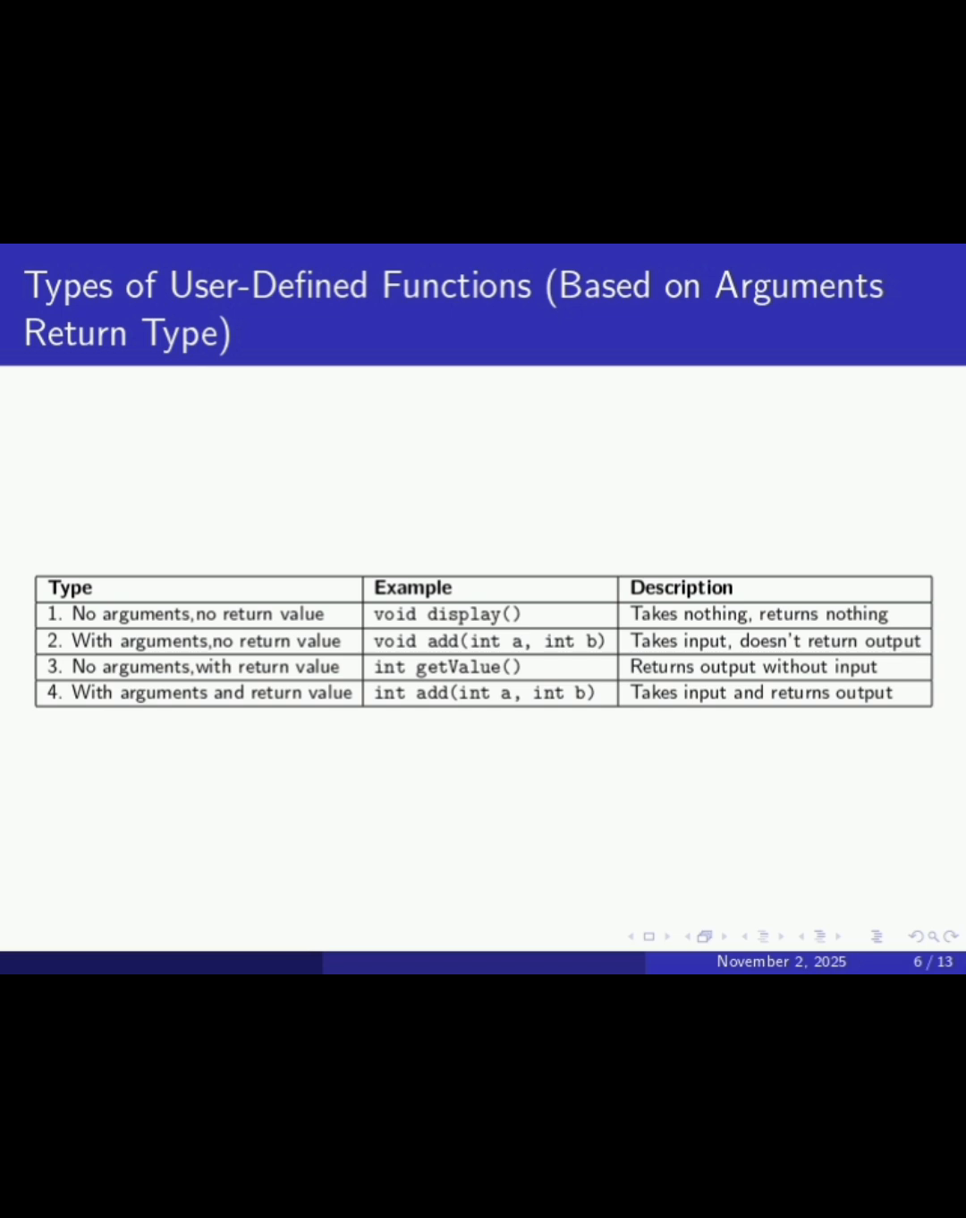And then with arguments and with return value. This is the most commonly used type. The function takes input through arguments and also returns a result. For example, int add(int a, int b). It takes two numbers and returns their sum to the main function. So these are the four types of user-defined functions in C.